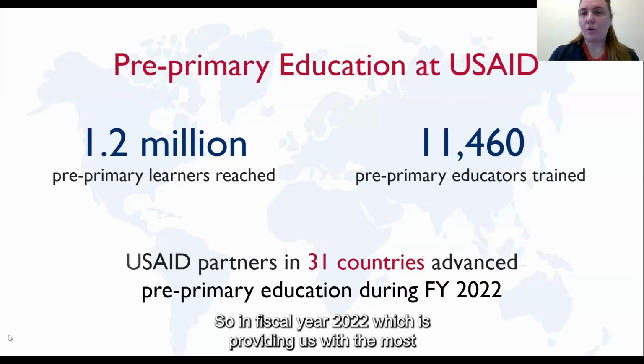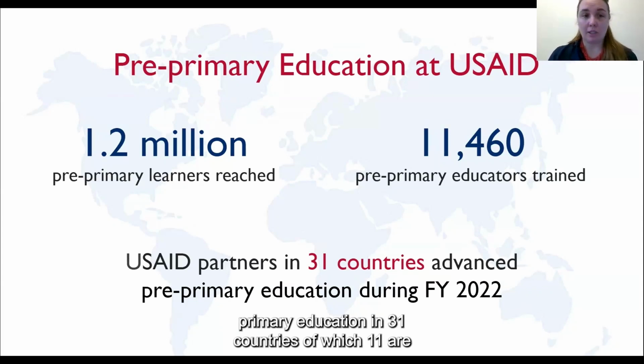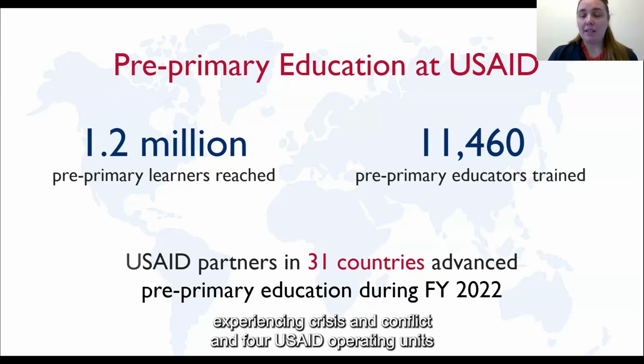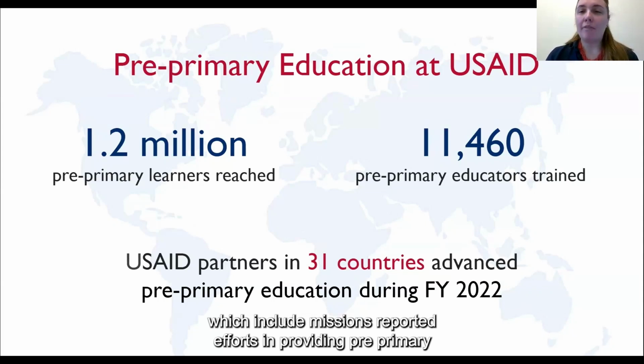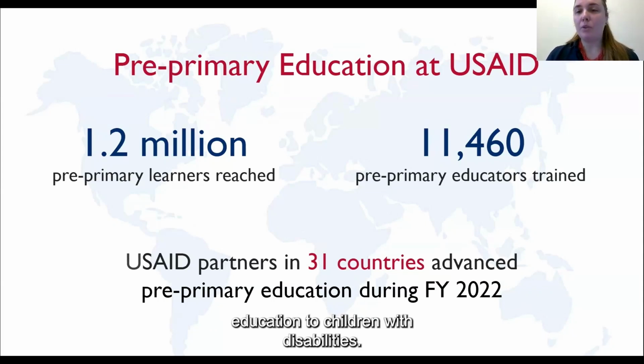And this is the answer. So in fiscal year 2022, which is providing us with the most recent data available, USAID partners helped advance pre-primary education in 31 countries, of which 11 are experiencing crisis and conflict. And 4 USAID operating units, which include missions, reported efforts in providing pre-primary education to children with disabilities.